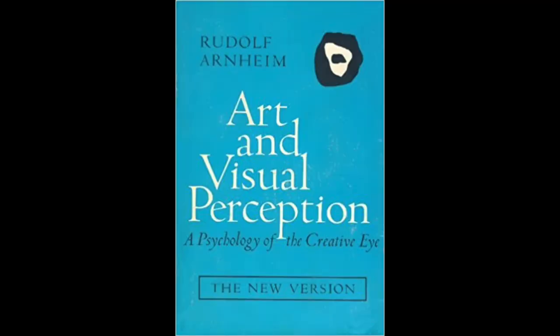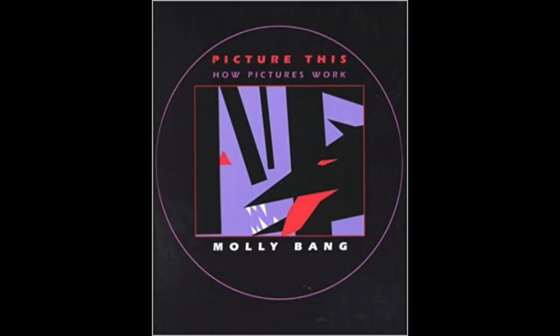So the way that we are going to come at Gestalt theory is we're going to be looking at some elements that come from this book by Rudolf Arnheim, Art and Visual Perception. But this book is about 600 pages long. So instead of taking it direct from Arnheim, we're going to look at a 35-slide PowerPoint representation of a book called Picture This, How Pictures Work by Molly Bang. And so that's going to be one of your reading assignments for this week.